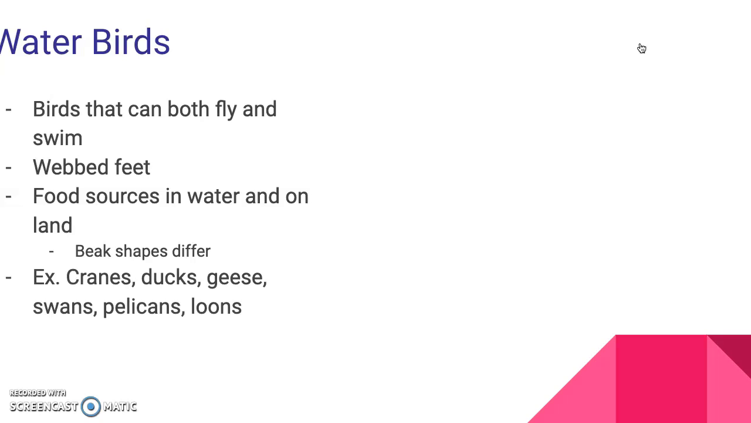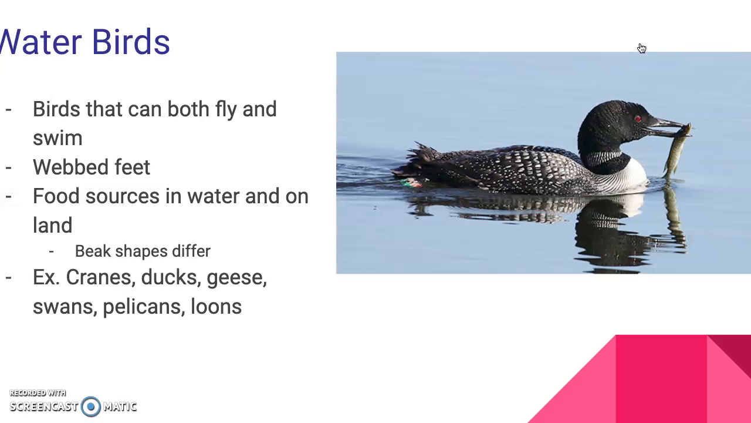So some examples of these are cranes, ducks, geese, swans, pelicans, and loons. And the example I have here is a loon having some fish. Notice that it's got a long, thin beak shape so that it's good and precise about catching its fish.